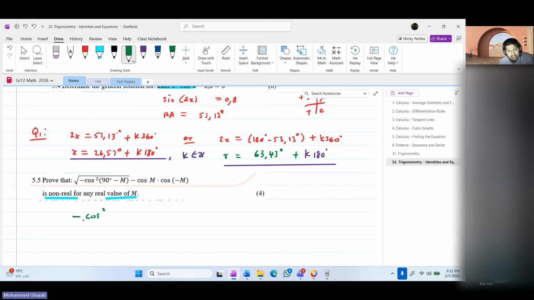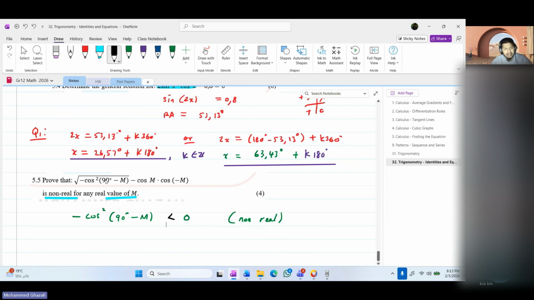Negative cos squared of (90 degrees minus m) ... is less than 0. Then it will be non-real for any real value of m. First we're going to make it equal to 0 and then see what to do. So that's what we are solving: prove that this part is non-real for any real value of m. So m can take any value.